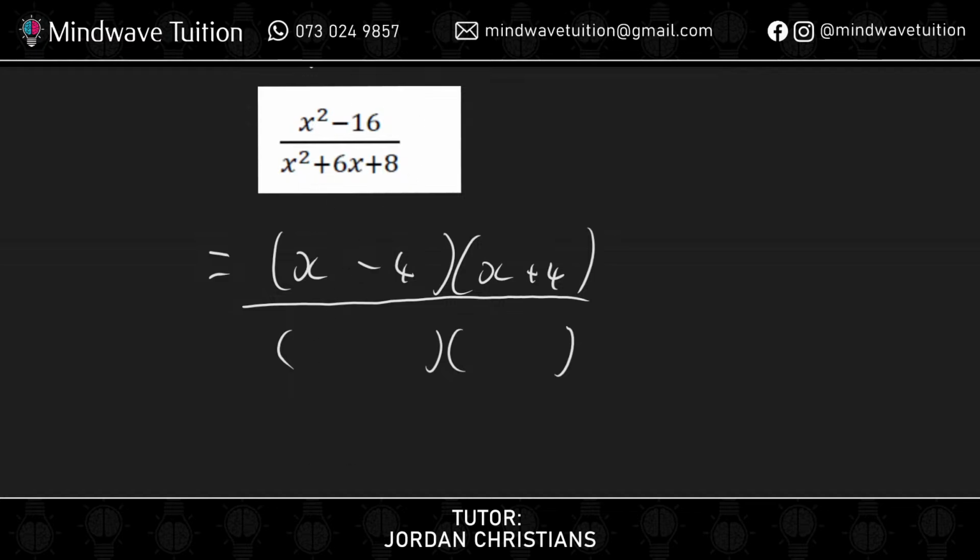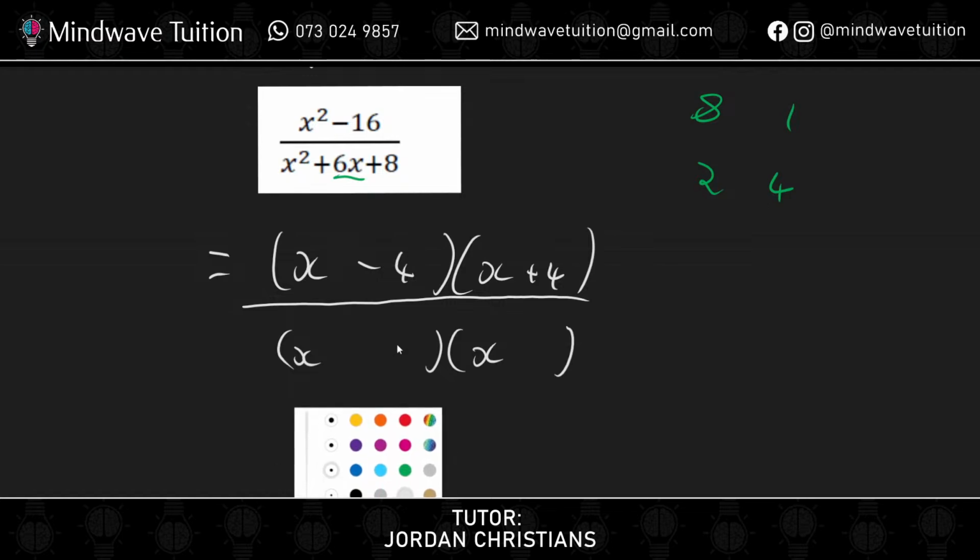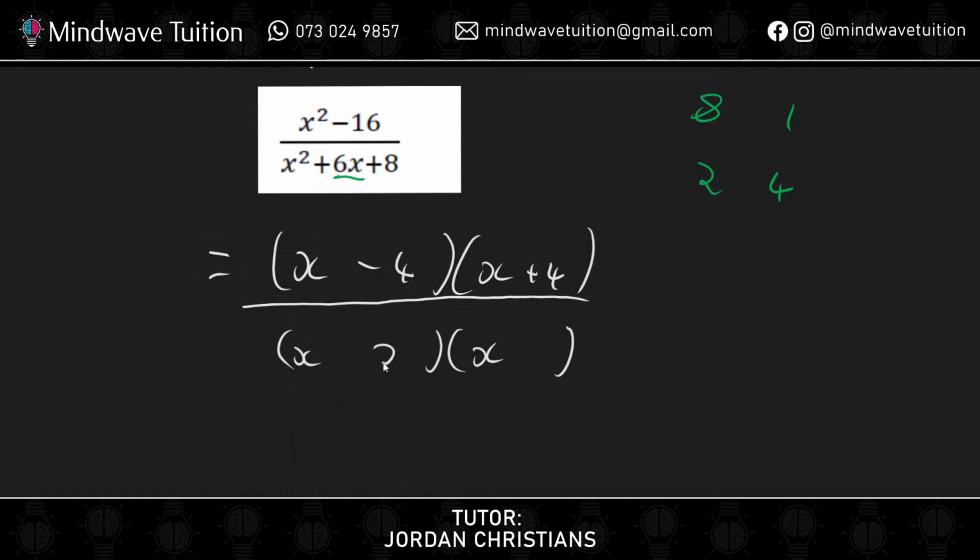So the first term in each of the brackets has to be x, because we need to get the x squared, and 8 has the multiples of 8 and 1, 2 and 4. We want to get to 6x as the middle term. So how do we get to 6? 8 plus 1 does not work. 2 plus 4 does work. It gives me 6. So then our answers will be 2 and 4.